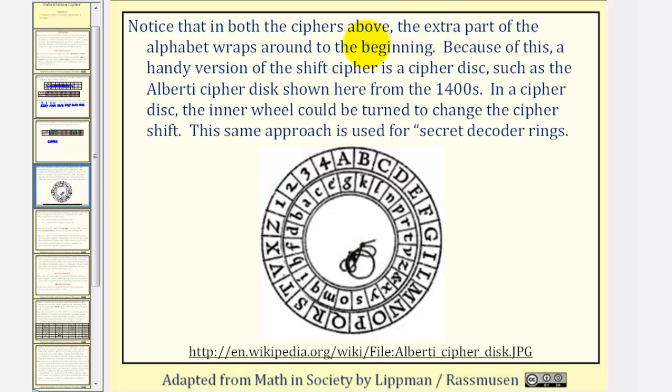Notice in both of the previous ciphers, the extra part of the alphabet wrapped around to the beginning. Because of this, a handy version of a shift cipher is a cipher disk, such as the Alberti cipher disk shown here from the 1400s. In a cipher disk, the inner wheel could be turned to change the cipher shift. This approach is used for secret decoder rings.